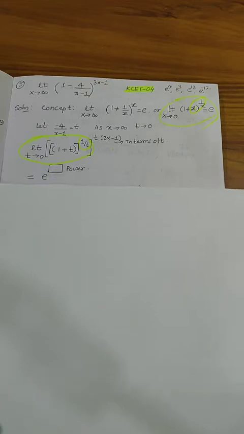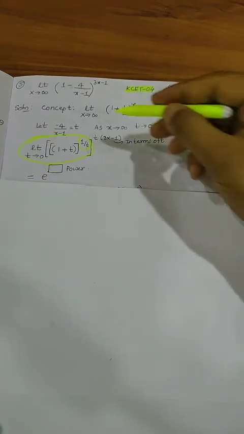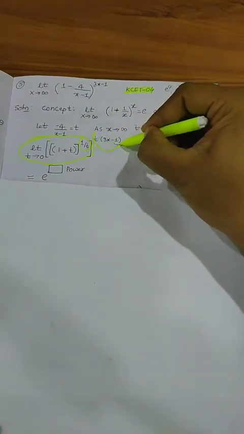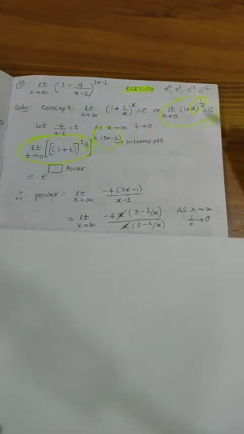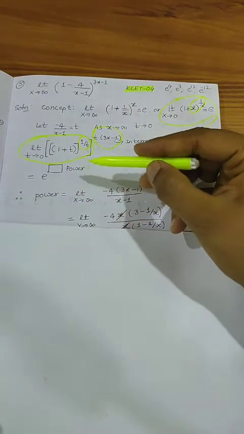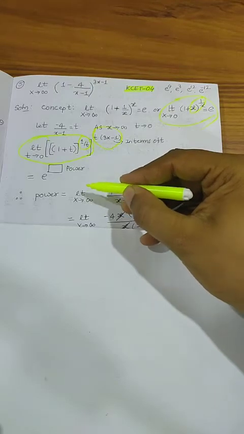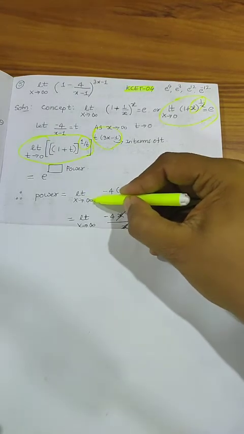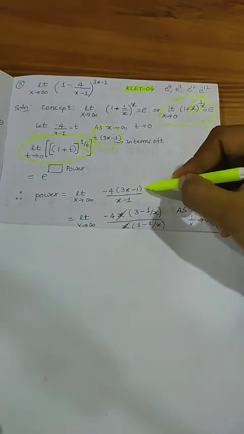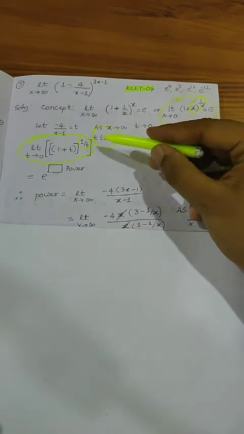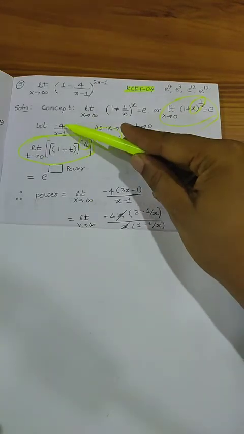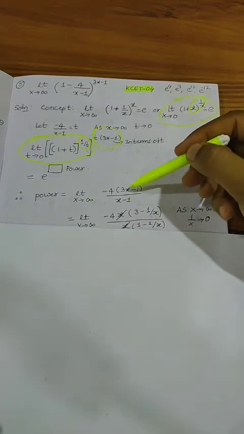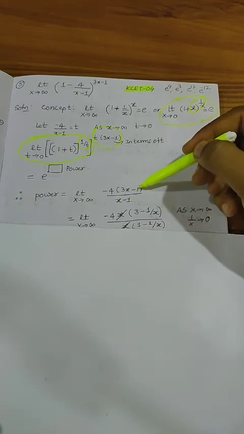Now what remains is only the power. So you should think how to find the solution for this power. The base is already confirmed. Now let's see how to approach the power. I can use a property of limit as x tends to infinity. I am solving only the power term. In the power we have t, that is, minus 4 divided by x minus 1, and 3x minus 1.